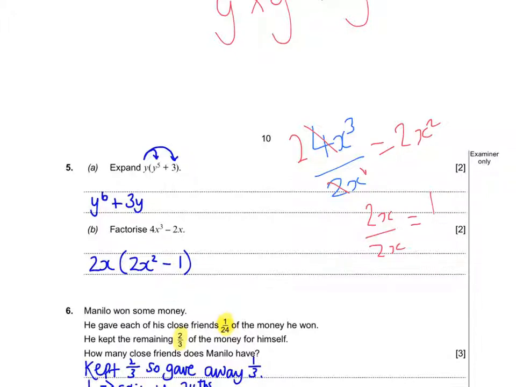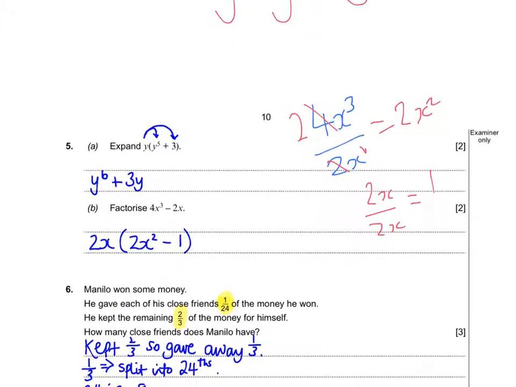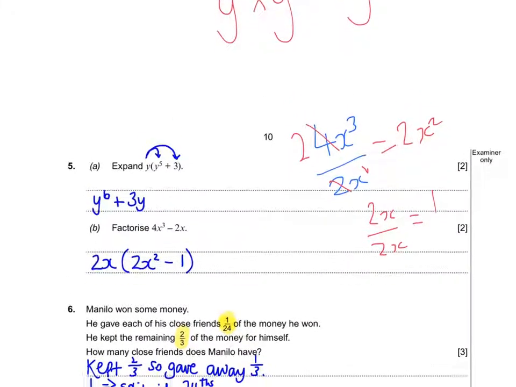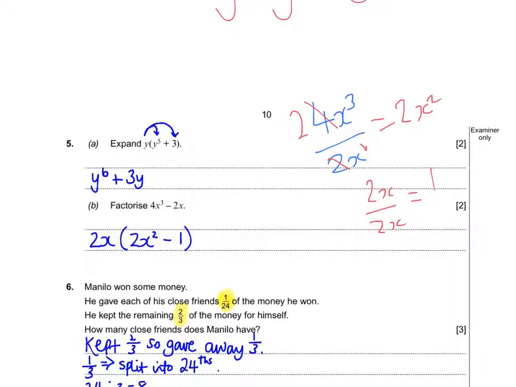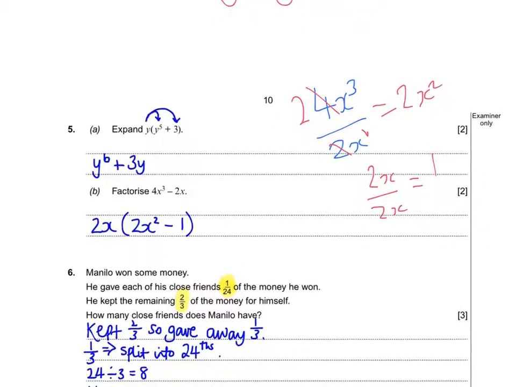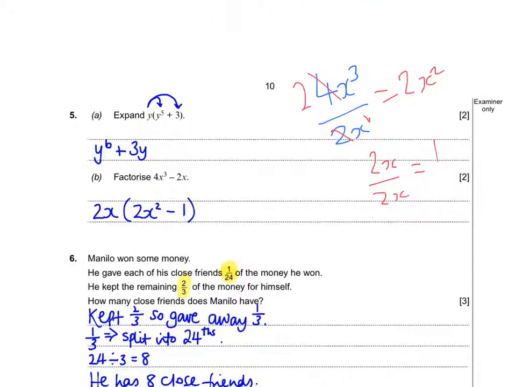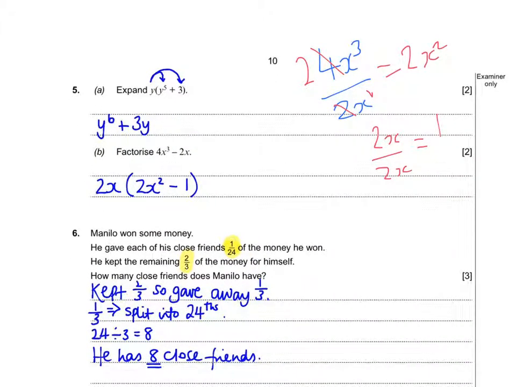So I'll show her way. I'll try the best I can to explain it, but I do have her here, so she may be able to sort of help me out here. She said that he's kept 2/3, so he must have given 1/3 away. Actually, your way is better than mine. So 1/3 split into 24ths because you had each person getting 1/24. So then 24 divided by 3 giving 8 tells you had 8 close friends.